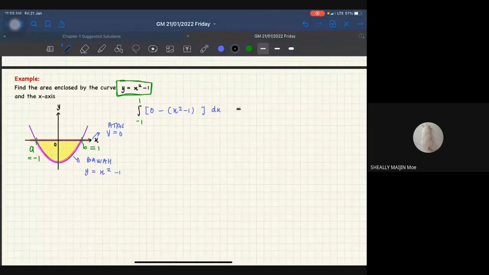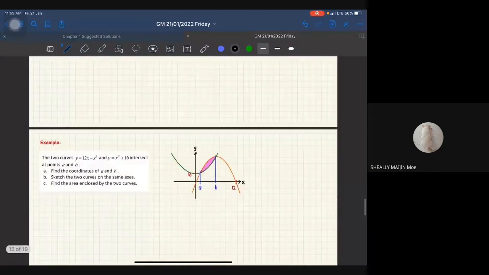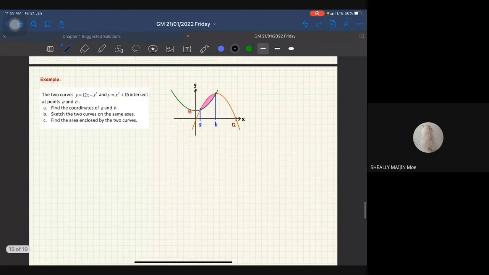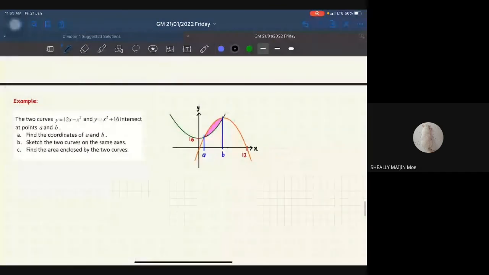Okay, so sekarang dah 11:59. Okay, so saya ada banyak example lain sebenarnya untuk saya tunjukkan dekat awak tapi tidak sempat. Okay, but before that, last one. Okay, so yang tadi saya tunjukkan contoh tu is when you have a curve with x-axis.